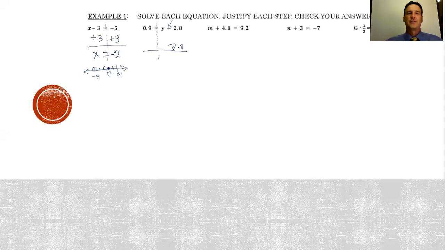All right, and if I subtract 2.8 from one side, I have to do it to the other. And you'll finish with a y here because this guy and this guy will cancel. That's why you do that step.